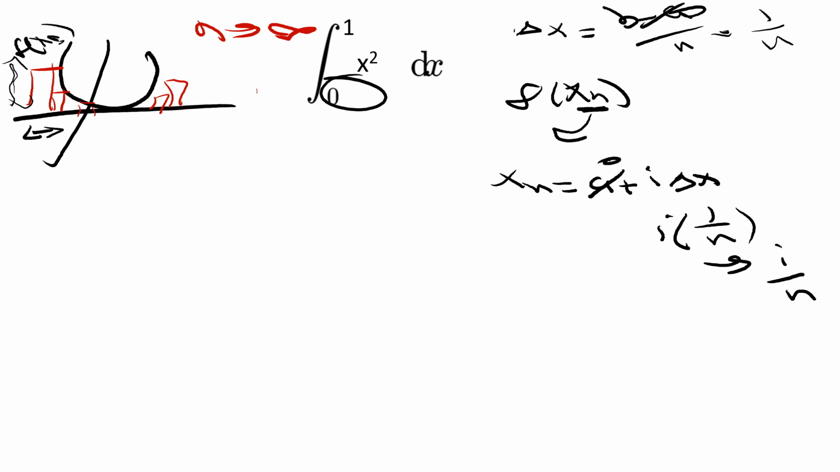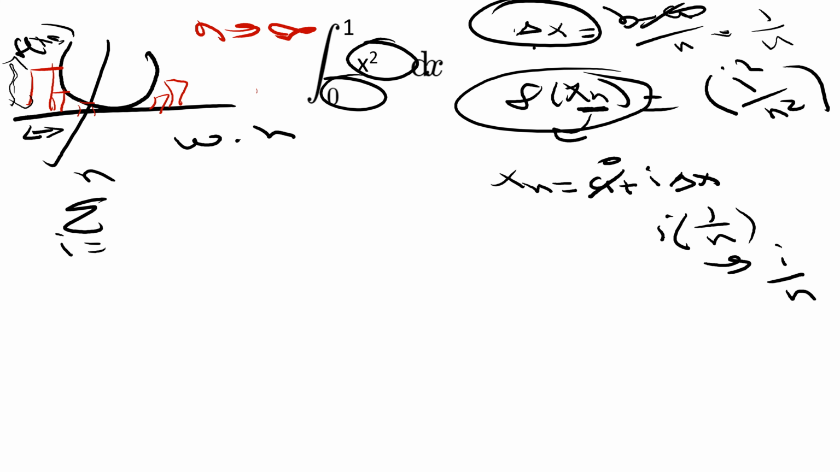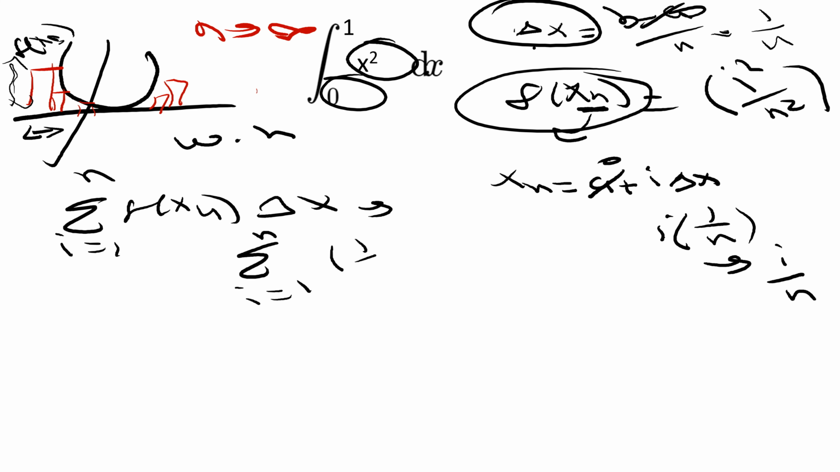And because it's f of x, it will go inside of this function, which would be i squared over n squared. Okay, so we want to find the area of this curve, and we would do width times height, which is this times this, because this is the width and this is the height. And we would use the sum from i equals 1 to n of f of xn times delta x, which would give us the summation of i squared over n squared times 1 over n.